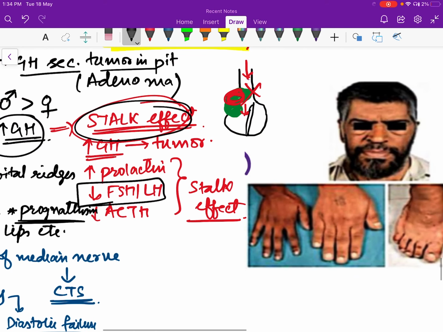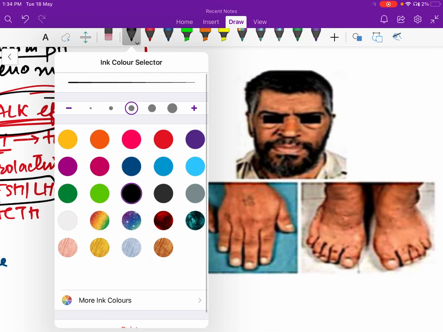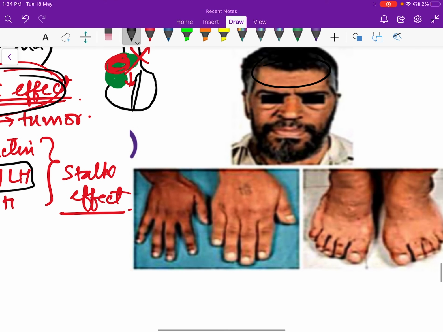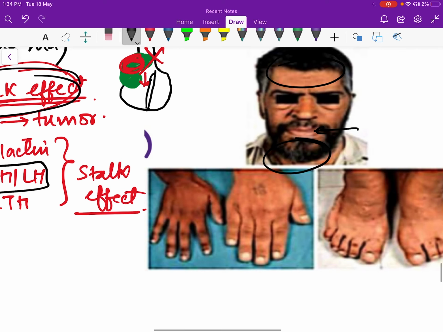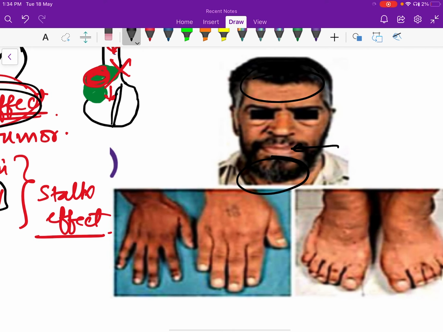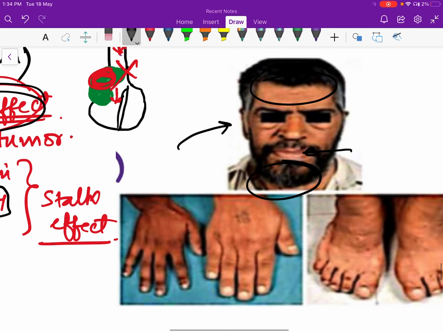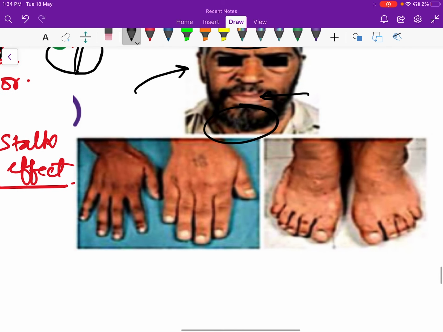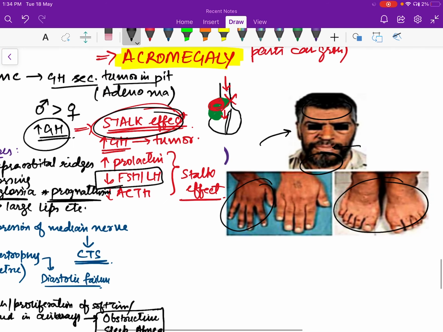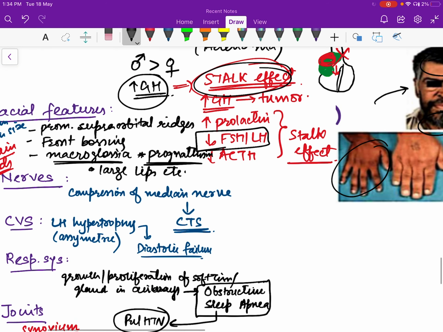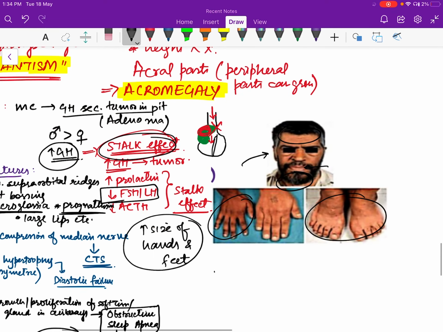And here's a diagram as well. As you can see, the person has frontal bossing, and the chin is prominent. That's called prognathism. The lips are relatively somewhat larger in size. So all the facial features are more prominent in this diagram, as you can see. Plus, there will be growth of hands and feet as well. I forgot to mention there will be an increase in size of hands and feet. So these are all manifestations related to acromegaly.